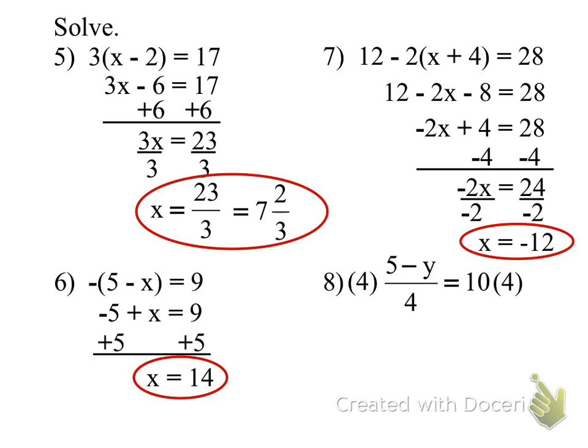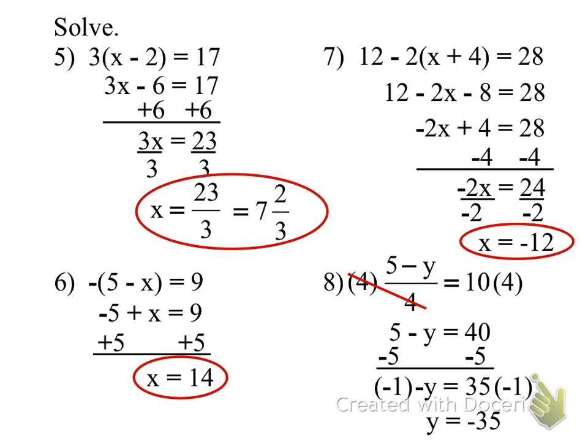What do I write next first? 5 minus y equals 40. Remember, you're lining the 4 up with the numerator. And then what? Good. And we're left with -y equals 35. And the last step? Or multiply all terms by -1. And we end up with y equals -35. Okay, questions?